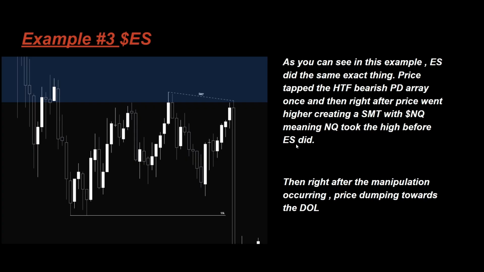So let's go on to the next one. This is ES in the same scenario. We had the same thing happen. This higher time frame PD array got formed. We tapped back into it right here. We then go lower, right? We have little scalpers right here selling on the way down, trailing their stops, and then we manipulate higher. Boom. We create an SMT, and then we just crush down to these relative equal lows and the higher time frame draw that ES had.